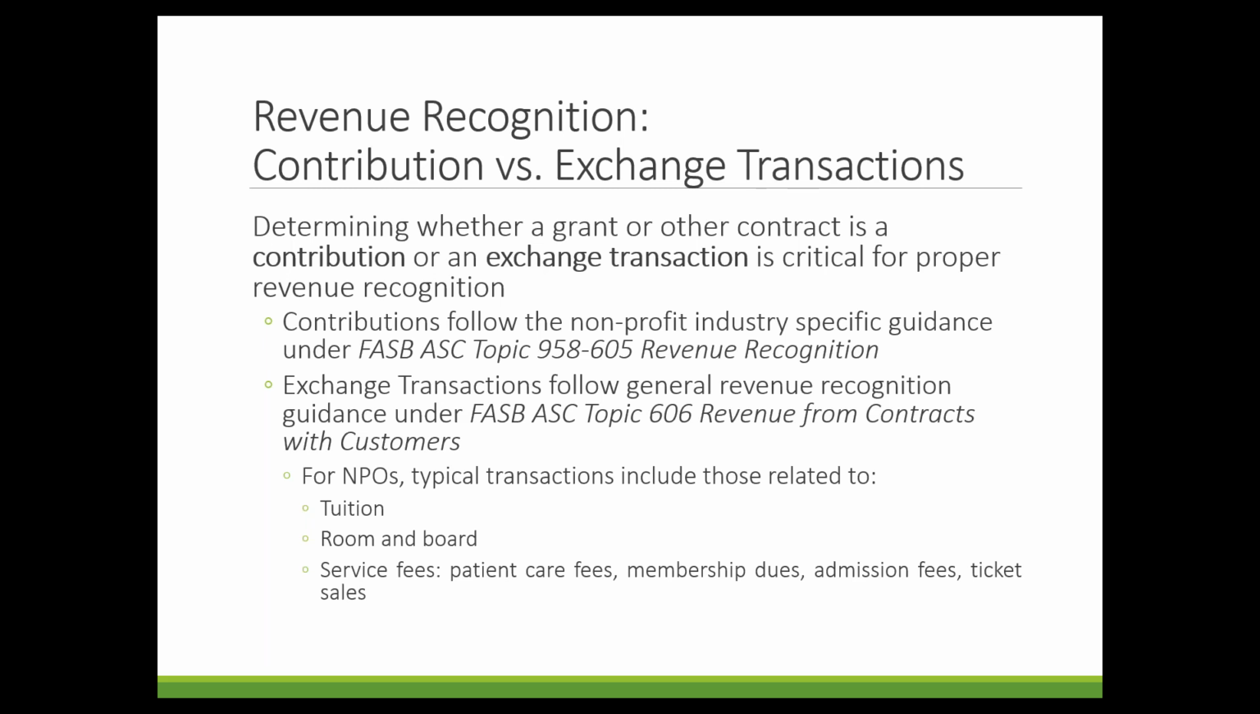Grants can be tricky. Remember that grants can be either contributions or exchange transactions. The term grant is not actually defined in GAAP, so it's important to look to the underlying substance of any grant or contracts to ensure that you're classifying them appropriately.